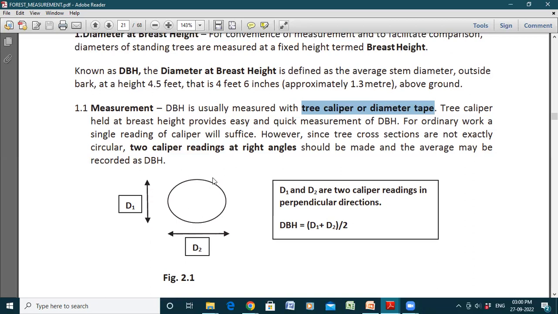Look at the tree cross section, I'm talking about this one. You can see here, this is not circular. If you see my mouse pointer, you'll see that this is not circular. So what we do actually, we take 2 caliper readings at right angle, and after that we take the average. Suppose D1 and D2 are 2 caliper readings in perpendicular direction. We take this as D1, we take this as D2. Then DBH, that is diameter at breast height, would be D1 plus D2 divided by 2.